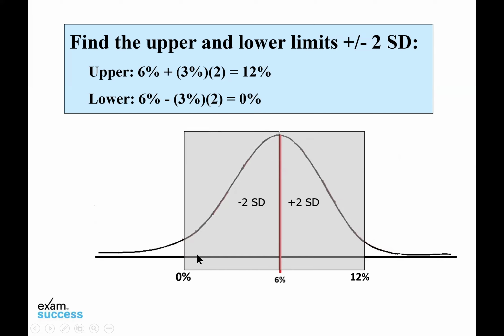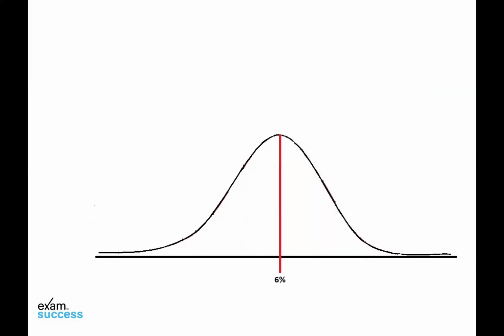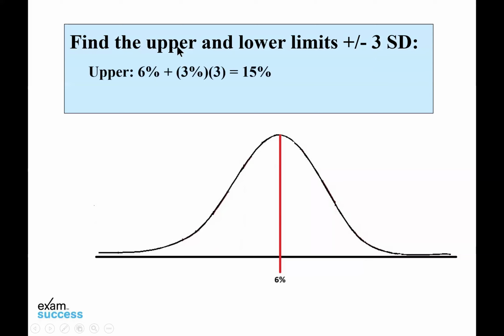So now we have this range from 0 to 12. We're plus or minus two standard deviations. So what does this mean? Well, we conclude that there's now a 95% chance that the return will fall between 0 and 12%. Couldn't be any easier. Let's do it one more time, and we'll do it for plus or minus three standard deviations. So we'll use our simple formulas.